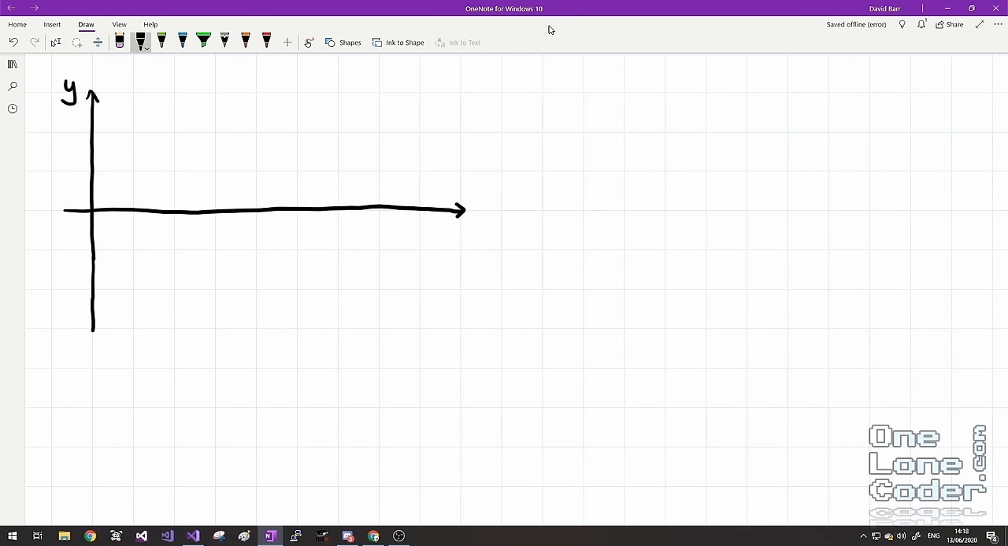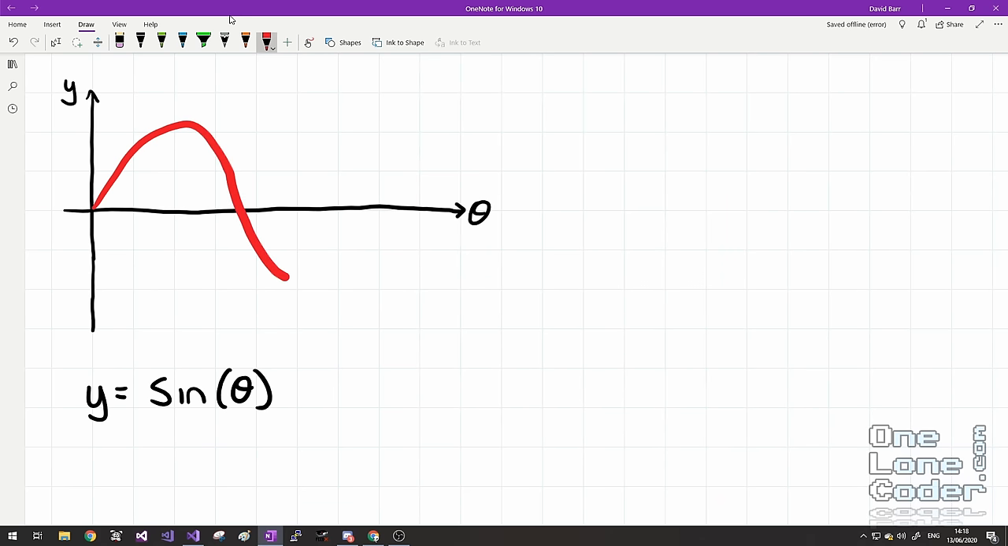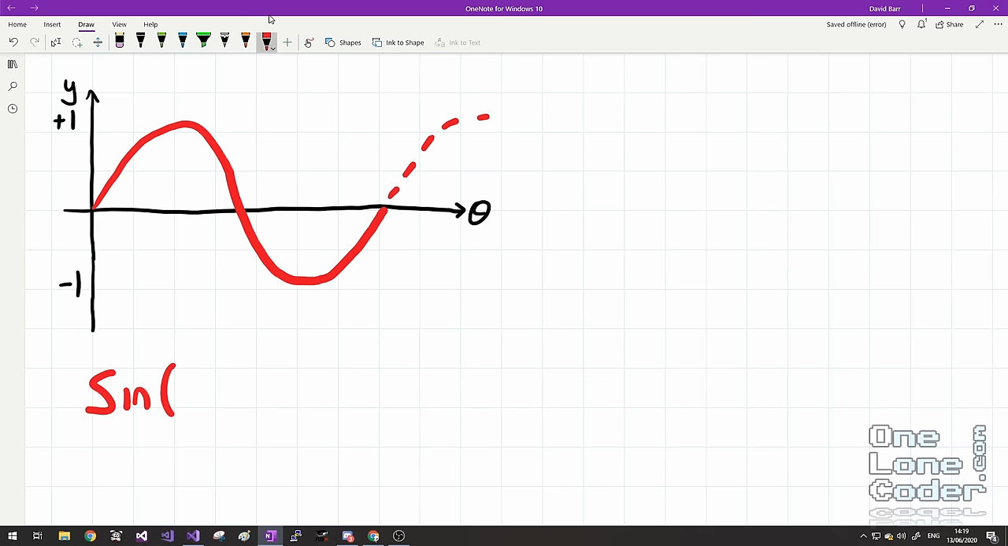Here I have an axis, and I've got y in the vertical direction, and I'm going to put theta, the angle, along the x. I'm going to do my very best to accurately plot y equals sine of theta. It goes up, it comes down, and it goes up again. And it'll keep doing that forever. And it goes between plus 1 and minus 1. Just for clarity, I'll write these in the colours. So red was sine theta.